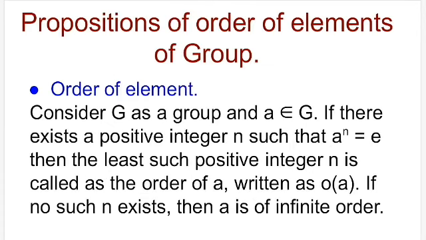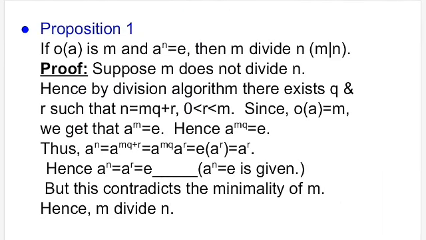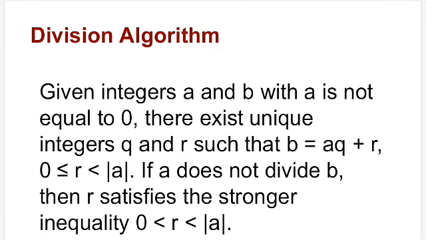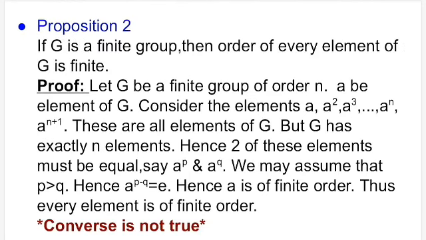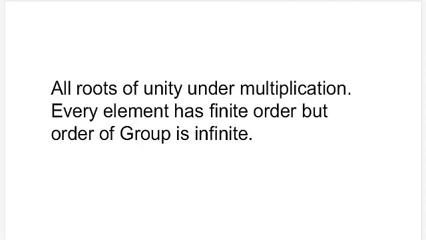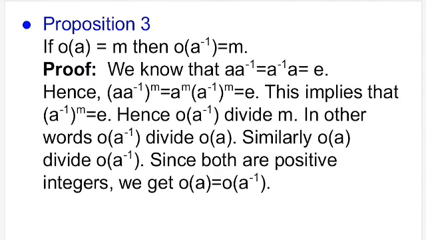So what we saw today were propositions on the order of elements of a group. In that we revised the definition of order of an element, then we saw the division algorithm, then we saw the proposition that if the order of a is m and a raised to n is e, then m divides n. Then again we saw that if G is a finite group, then the order of every element of the group is finite. And we said that the converse is not true, and the counterexample is all roots of unity under the multiplication operation. Then we saw the next proposition, that if the order of a is m, then the order of a inverse is also m.